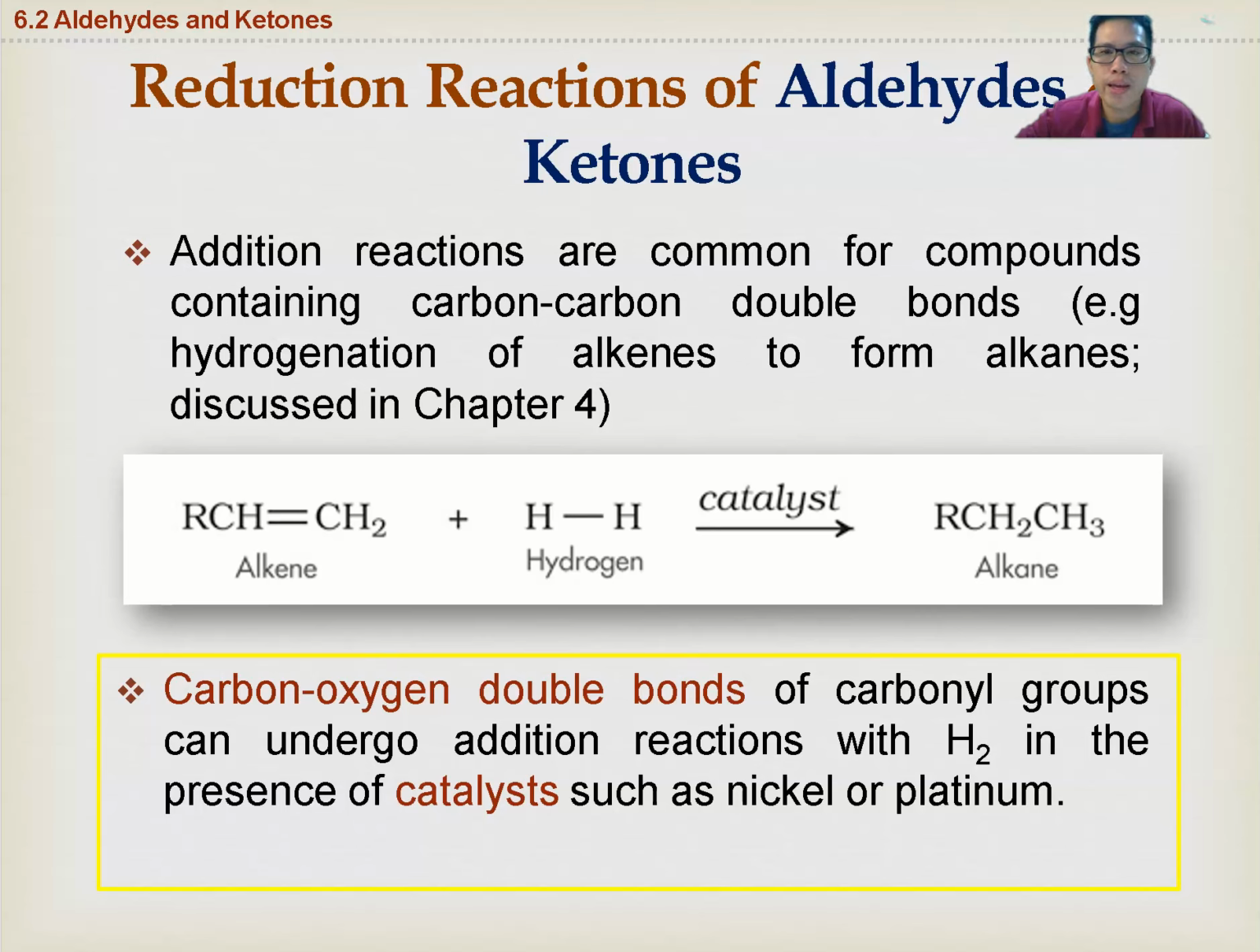So when you're looking at the reduction reaction of aldehyde and ketones, it can be done through the hydrogenation process. This is exactly the same hydrogenation process that we have mentioned previously. For example, alkenes can be hydrogenated to alkanes. Basically the double bond has been reduced by the hydrogen gas to form alkanes. Of course, it will need to be in the presence of a metal catalyst here.